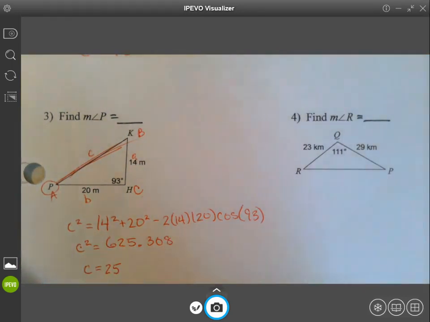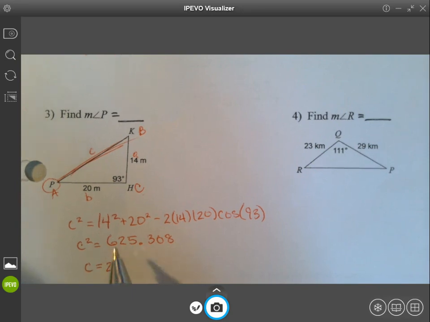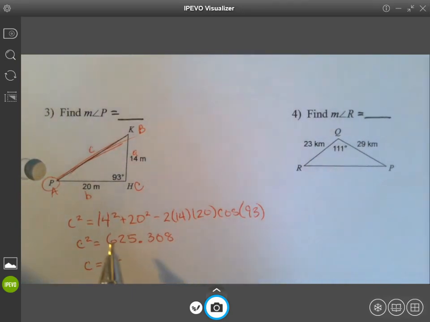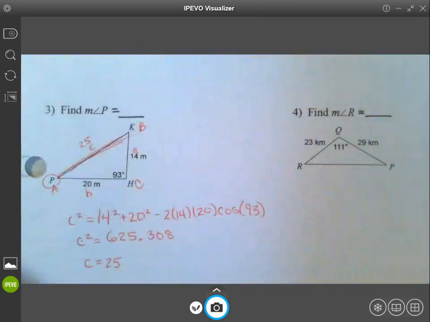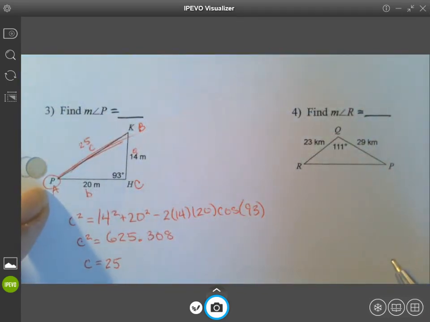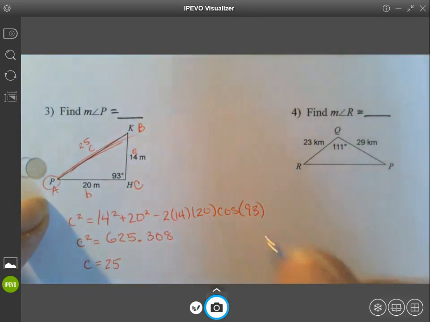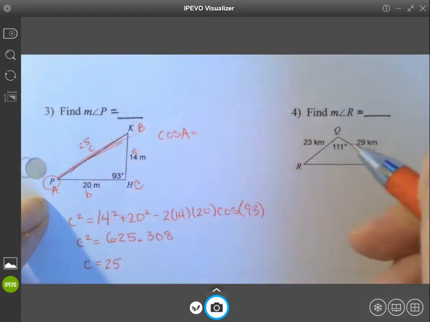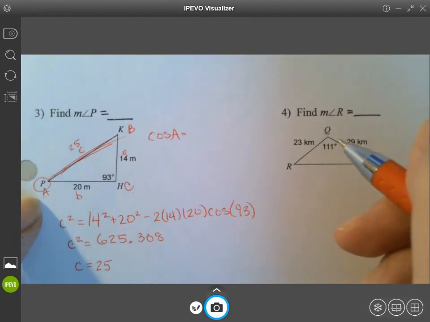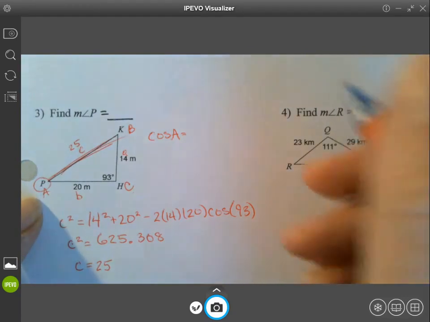25 times 25 is 625. All right, so whenever we look at this, we put this in. We got our answer of 625.308, kept going there, and then the square root was 25.0 something, so that's the nearest 10. So side C is 25. Now, if they're asking me for angle P, which we called A, now I'm going to use my cosine of A. To find the angle, I needed to know all three sides.